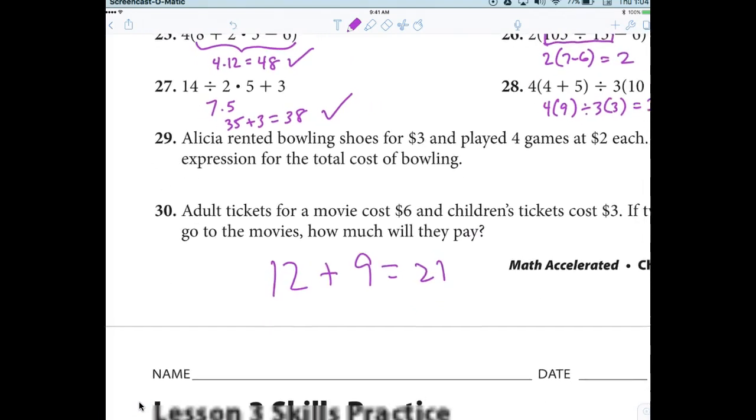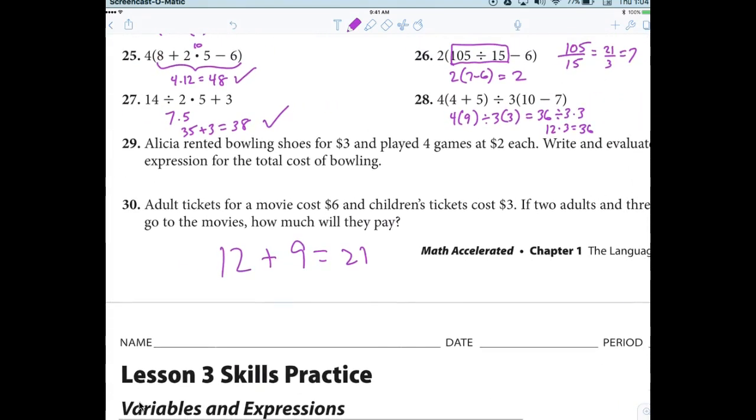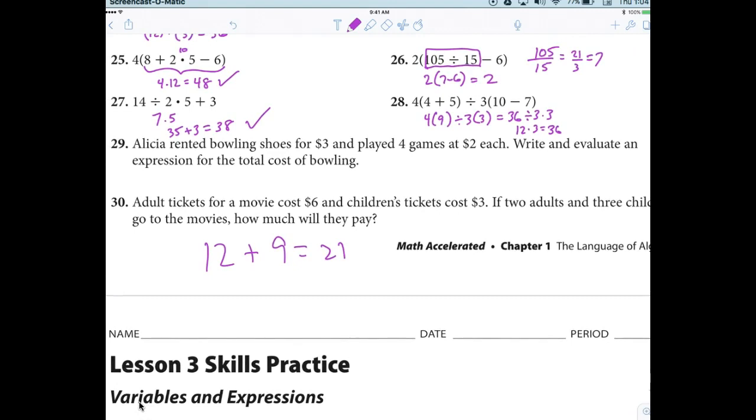Now, 29. Let's see how you did on that. Alicia rented bowling shoes for $3 and played 4 games at $2 each. Write and evaluate an expression for the total cost of the bowling. What do I have to do? The shoes are $3, and she played 4 games at $2, so you have to do 4 times 2, which is 8, and then plus the $3, and that would be 11. Exactly right. Very good. $11. Give yourself a check on that one.